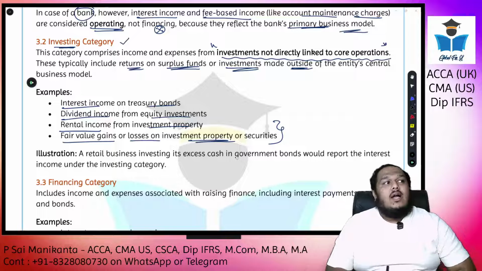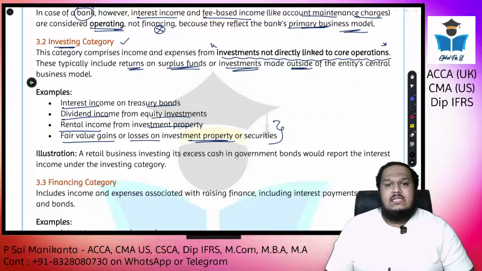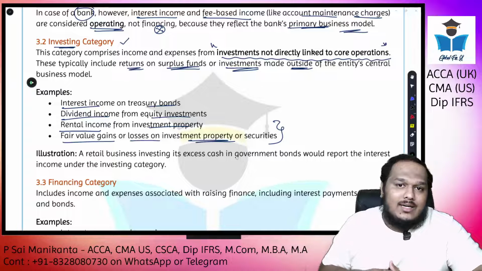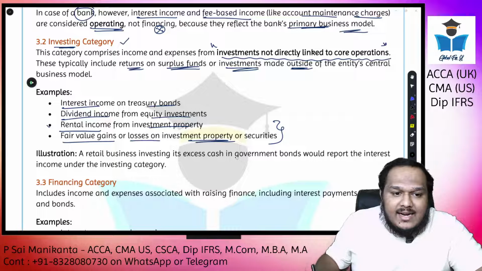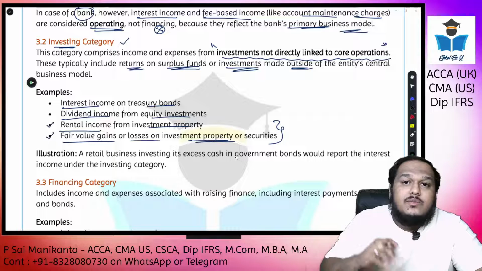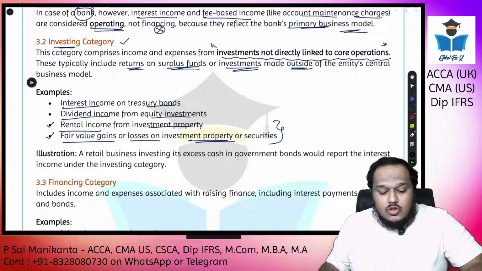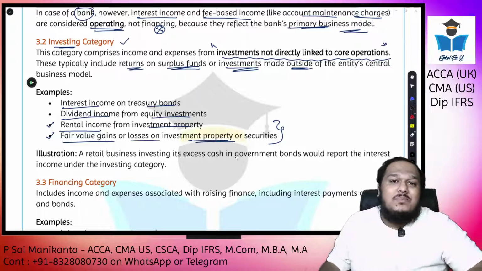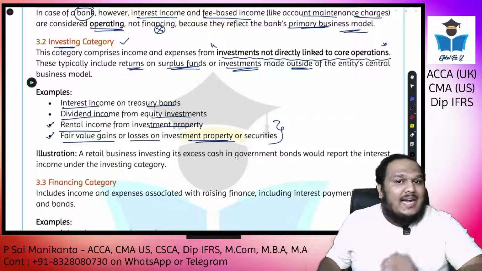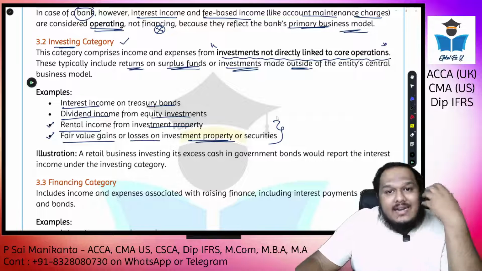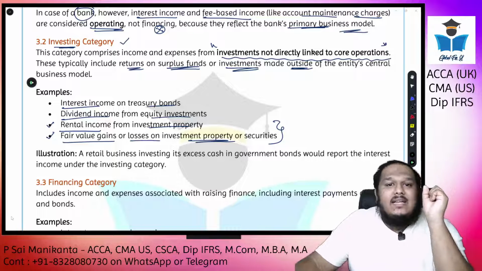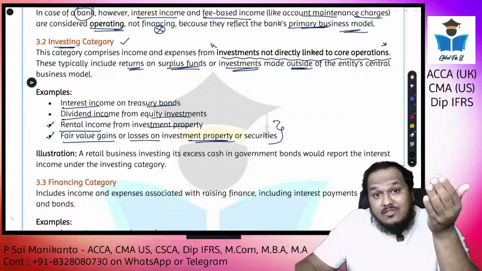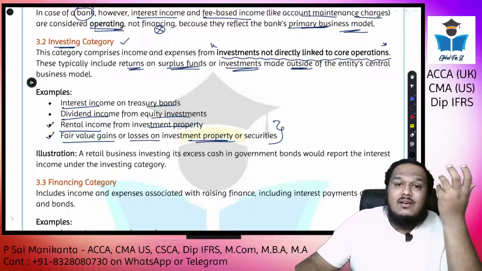Sir, what if I'm a real estate company or a rental agency? So we purchase properties and we give them out on lease or rent. Then what will happen? Then these two, rental income and fair value gains or losses on those items, will go into the operating category. So don't memorize the item here, don't memorize the example. Understand the nature of the business, and based on that, the classification or categorization will be there. So for a rental company, rental income is an operating activity. For an insurance company, investing might be one of their operating activities.